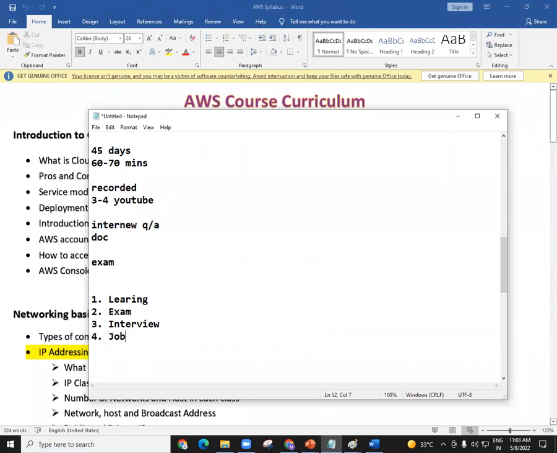Now, can I ask you a very simple question, friends? Out of these 4 stages, according to you, which one is difficult? I should not say more difficult. So which one is difficult? Learning, exam, interview, or job? That is your work. What do you think? Which one is difficult? Okay, 1 and 3. I got an answer like 1 and 3.